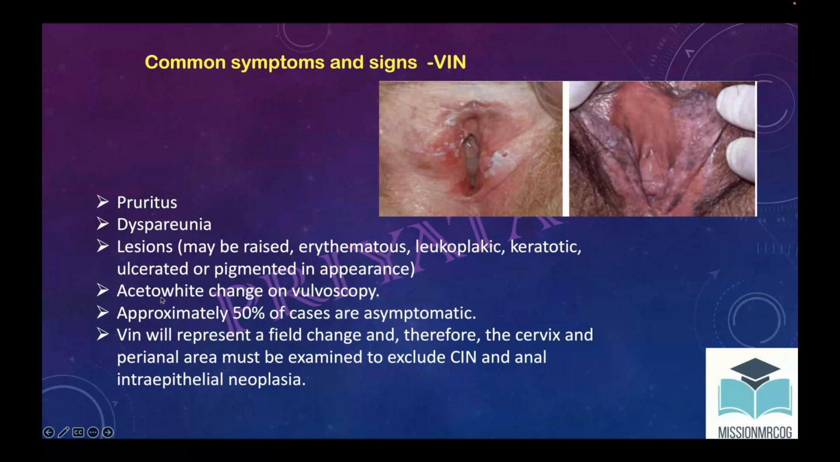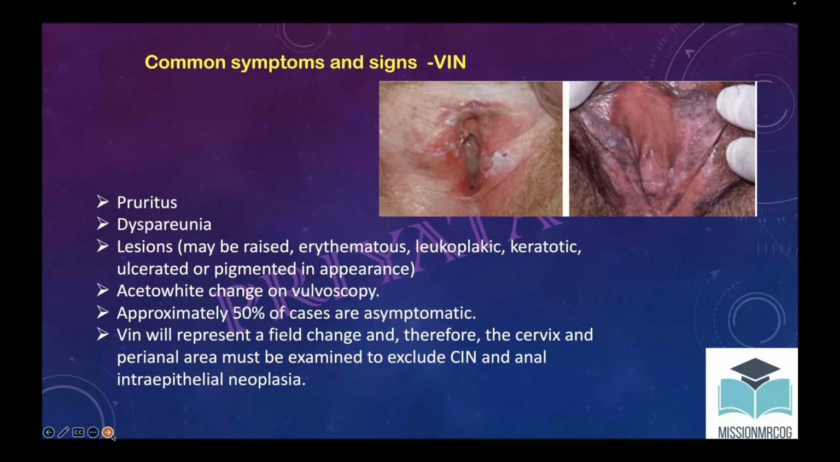Approximately 50% of the cases of VIN are asymptomatic. As we know, VIN is associated with CIN and anal intraepithelial neoplasia, so those also have to be examined. Usually you have to do them if you are suspecting an HPV-related lesion. So this is the presentation of the VIN.